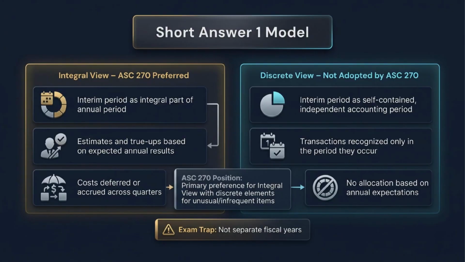It permits estimates, allocations, and true-ups based on expected annual results. The discrete view treats each interim period as self-contained, so transactions are recognized only in the period they occur. ASC 270 generally prefers the integral view, although it uses discrete style treatment for items such as unusual or infrequent events that belong in the period of occurrence.